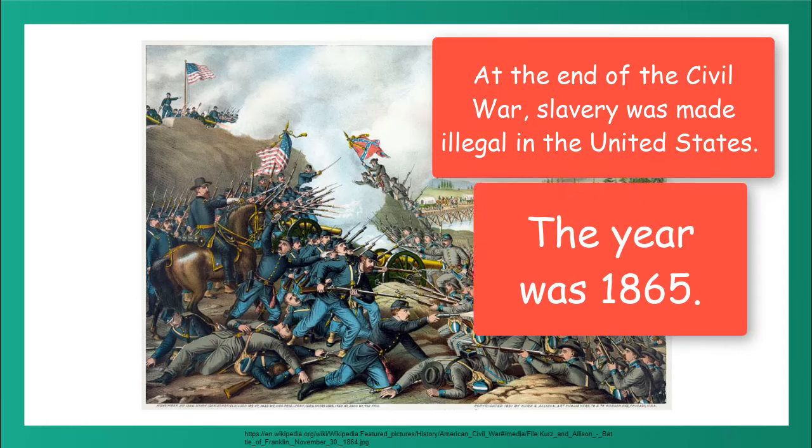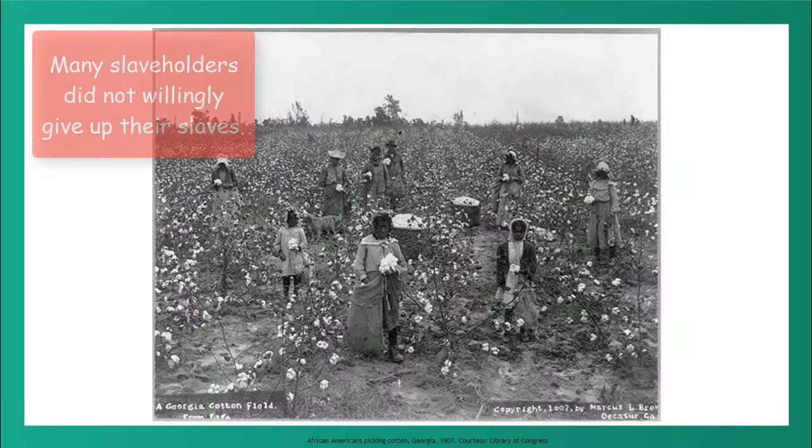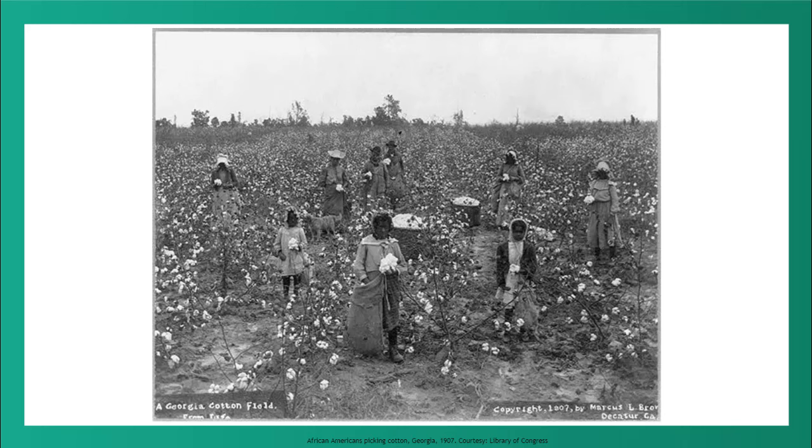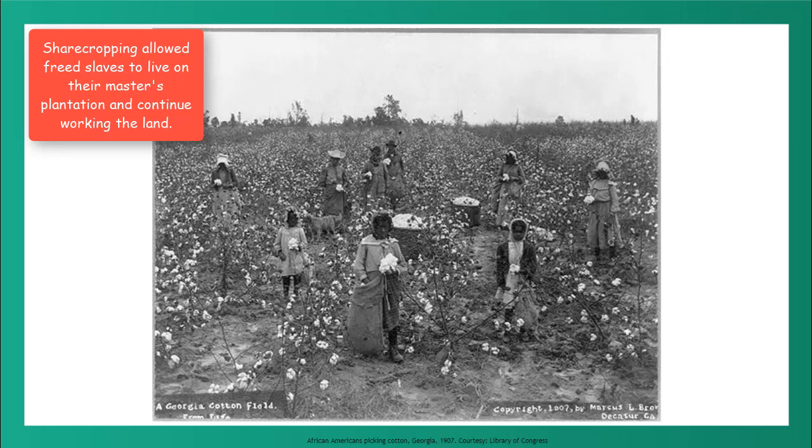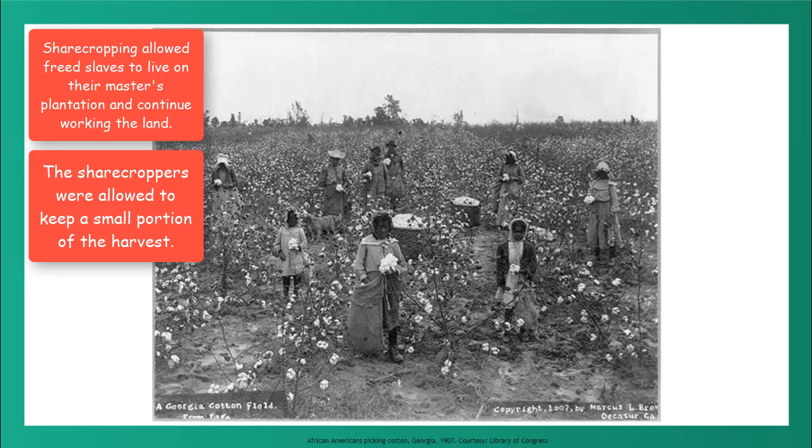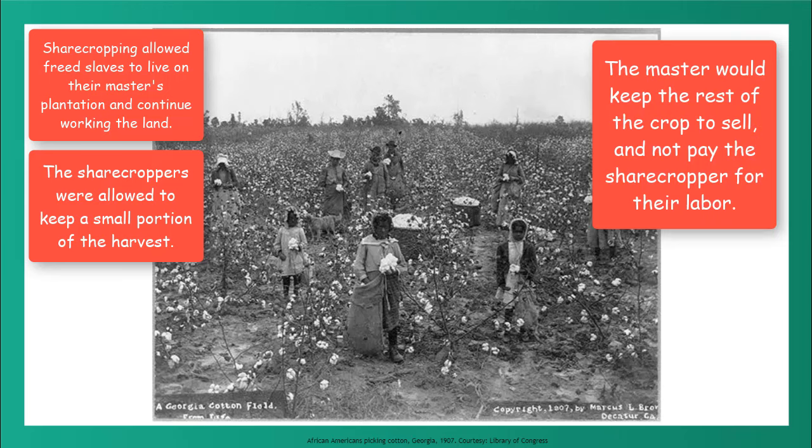The year was 1865. While slavery was illegal, there were still many slaveholders that did not willingly give up their slaves. So new versions of slavery were created, like sharecropping, where black people were allowed to continue living on their master's plantation and would work the land. When the harvest came, their sharecropper was allowed to keep a part of the crop to sell for money. And the master would take the rest of the harvest and not have to pay the sharecropper for their labor.